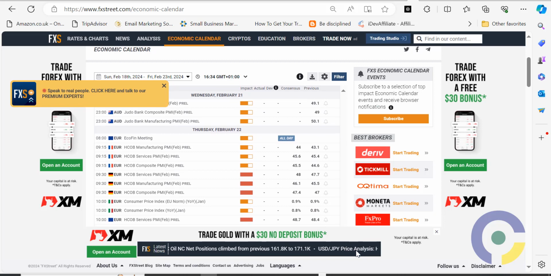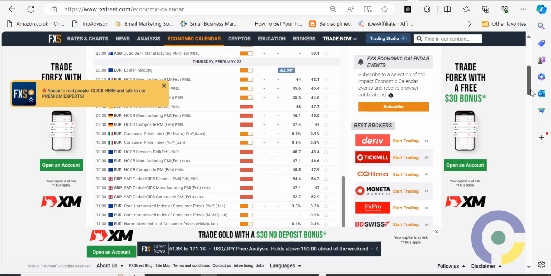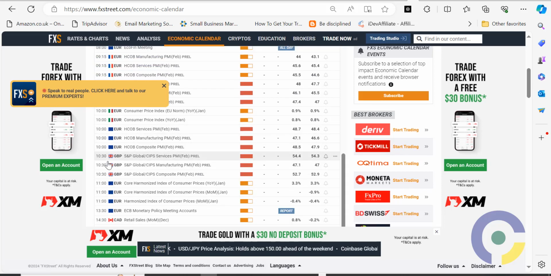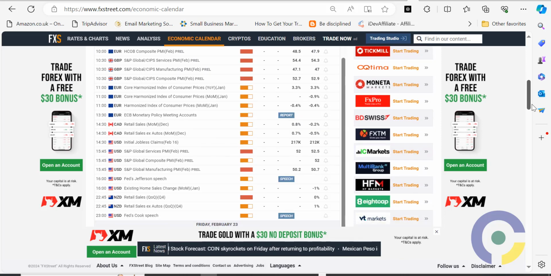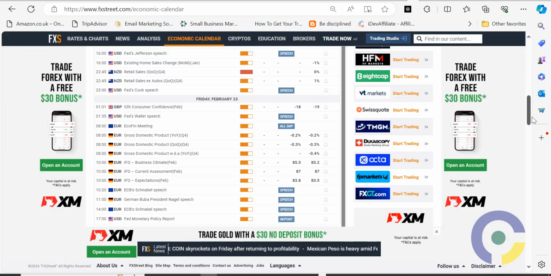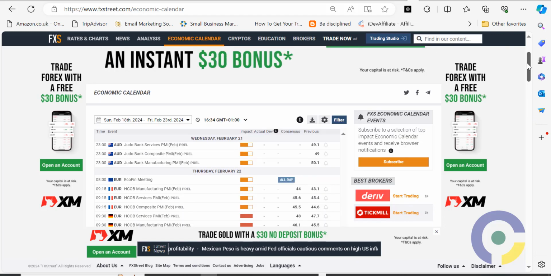On Thursday, we can only see something from the Eurozone, and I haven't seen anything yet from Britain, from the UK. Okay, the S&P Global Services, that's around 10:30 GMT plus one. That's on Thursday. Okay, is that for Thursday or Friday? Those are the things on Thursday, right? Then on Friday, nothing much. All right, so that's what we'll be expecting.